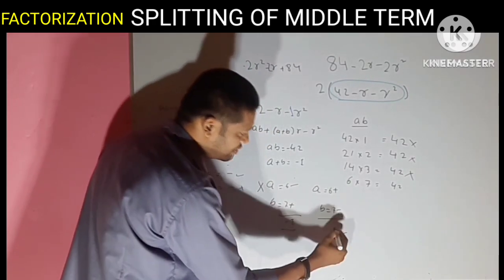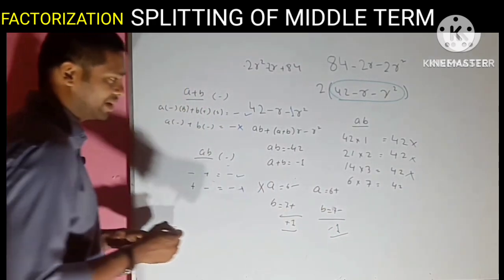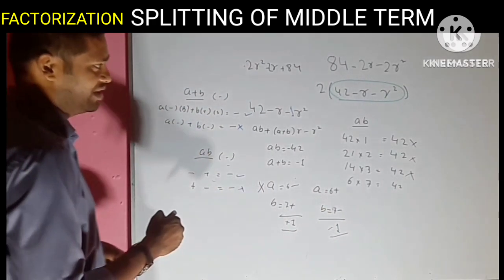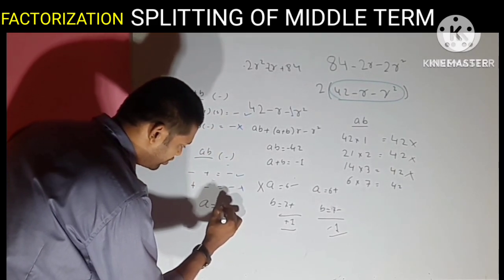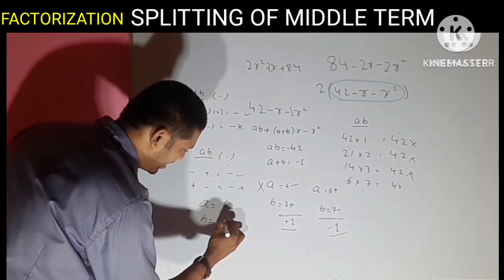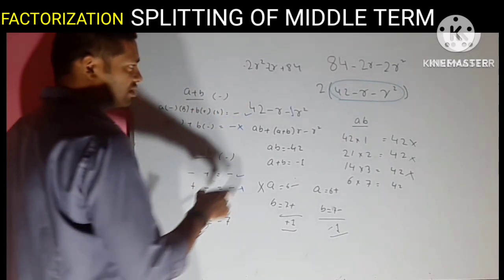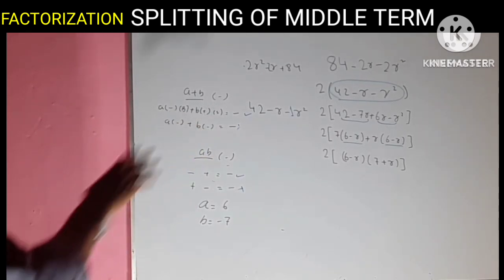So plus minus means the answer is 1, with the sign of the bigger number, so I'm getting minus 1. So A will be plus 6 and B will be minus 7. Our answer is A equals 6 and B equals minus 7. You need to use that and you'll get your answer. A student asks, Sir, show this one also. Okay, I will show you that one also. So there you go, that is your answer.